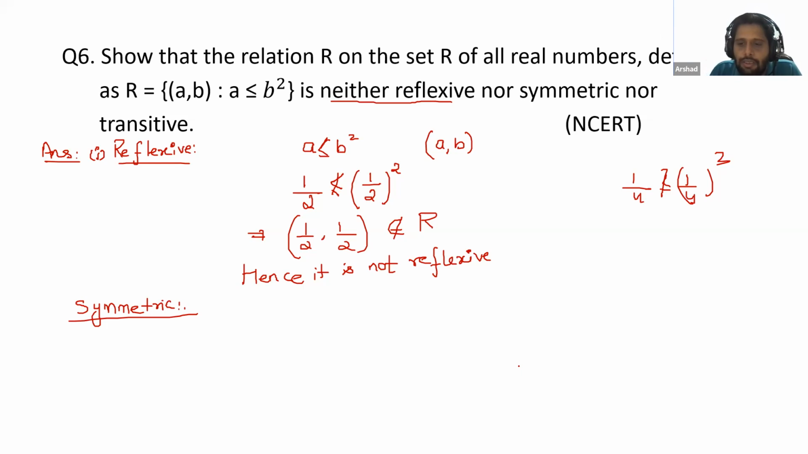Zad, first of all, you have given the answer, so let me check this. You're saying -1 is less than 3 square. This is correct. Now you're saying 3 is not less than (-1) square. Very good, Zad, this is correct. This is the answer.